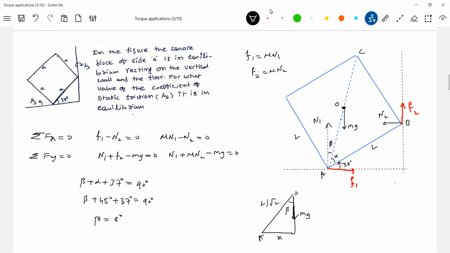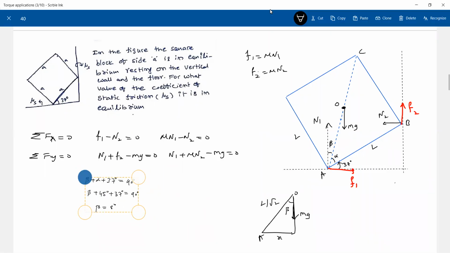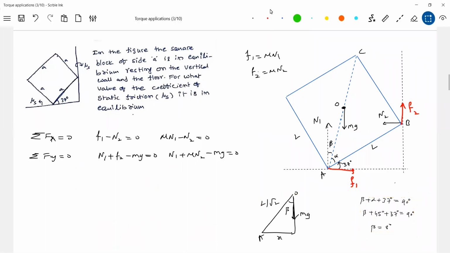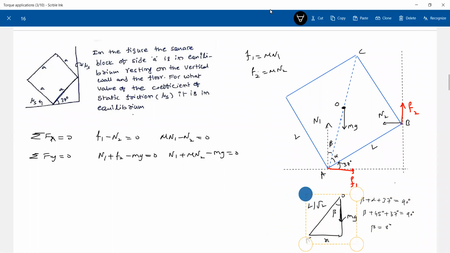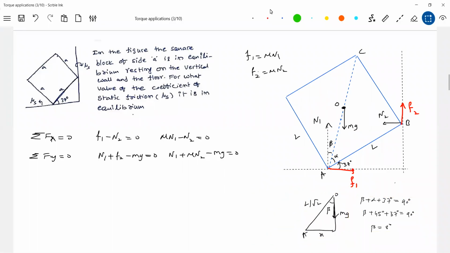So now I know X. So what is X now? These are not very big things. High school geometry is what I applied. So now what is X? Can we define X now? Sine beta, because X is needed for us. So sine beta is equal to X by L by root 2. X equals L by root 2 sine beta.